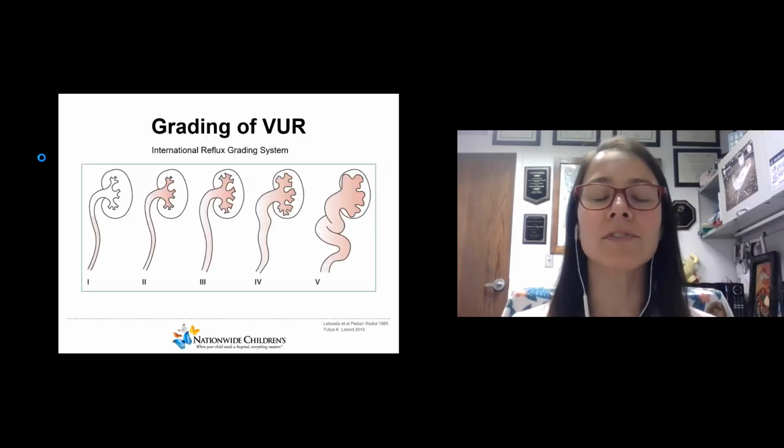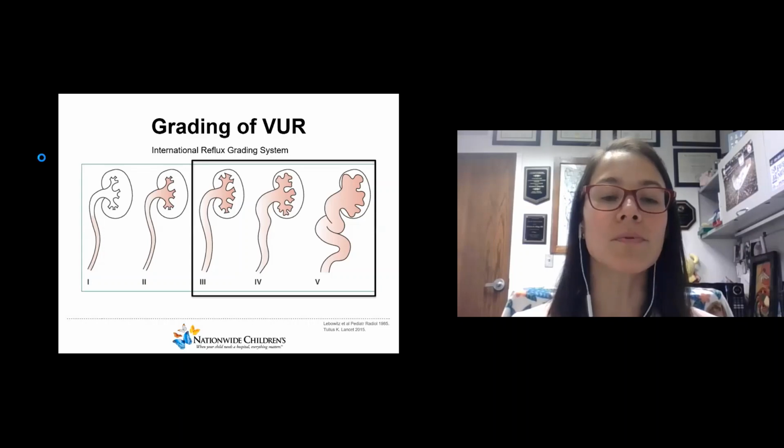So going back to VCUG, we grade reflux on a VCUG according to the International Reflux Grading System. The differences between grades 1 and 2 is looking at the contrast and whether it's in the ureter and the pelvis. Grade 3, you're starting to see some ureteral dilation and maybe some mild blunting of the fornices. In grade 4, you're starting to see some tortuosity of the ureter, and you're seeing blunting of the fornices. In grade 5, there's mass tortuosity of the ureter and loss of the papillary impressions.